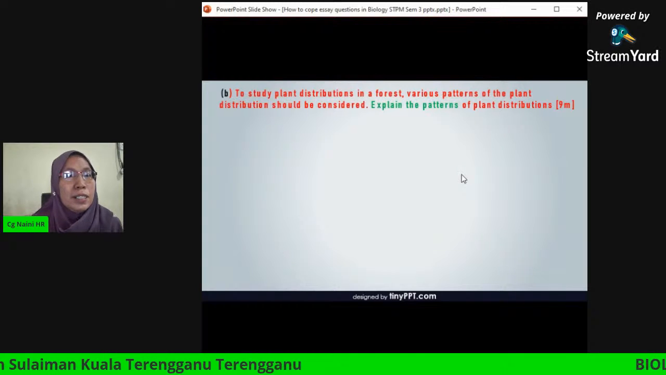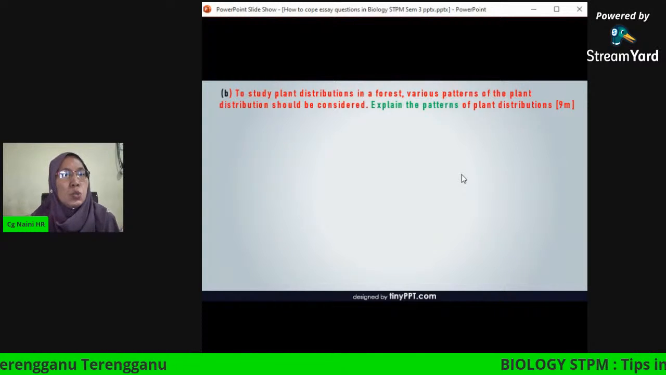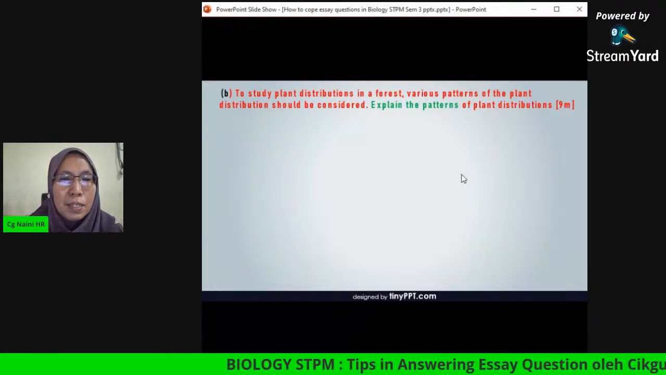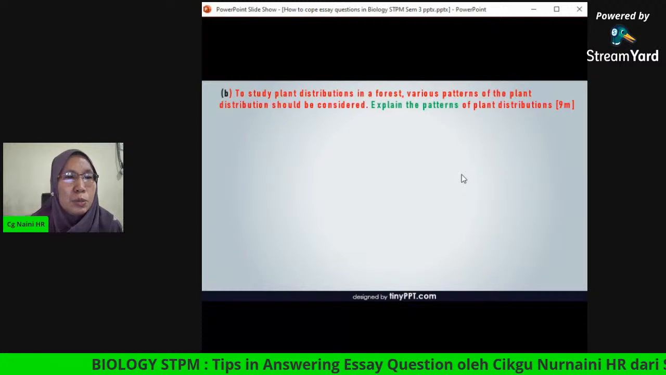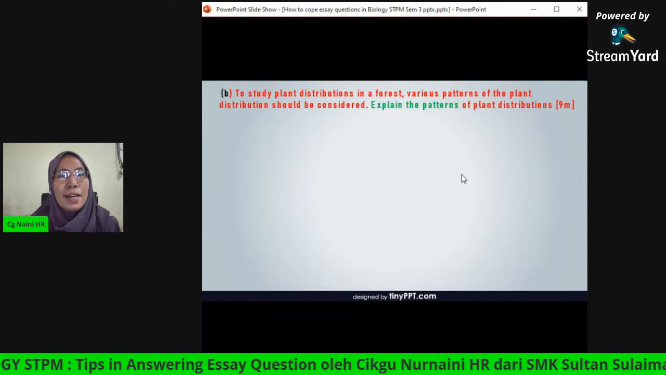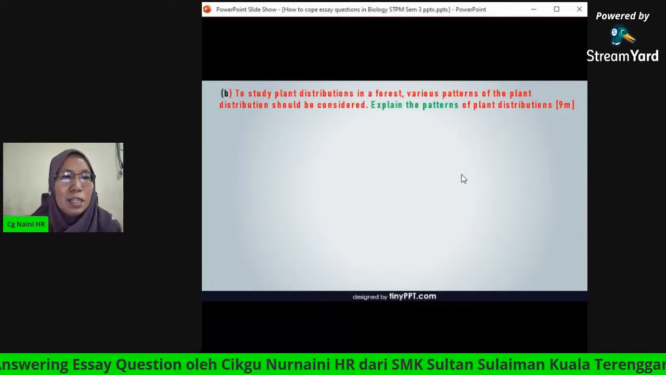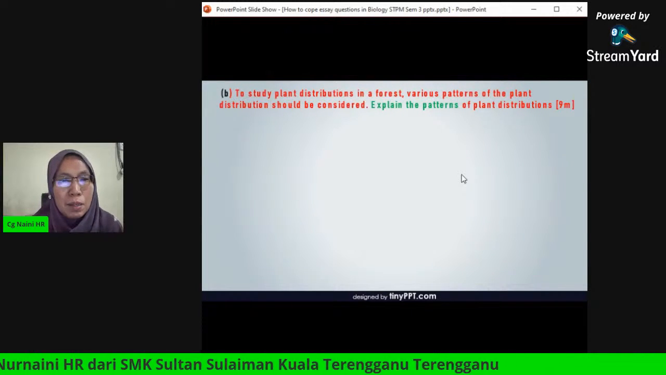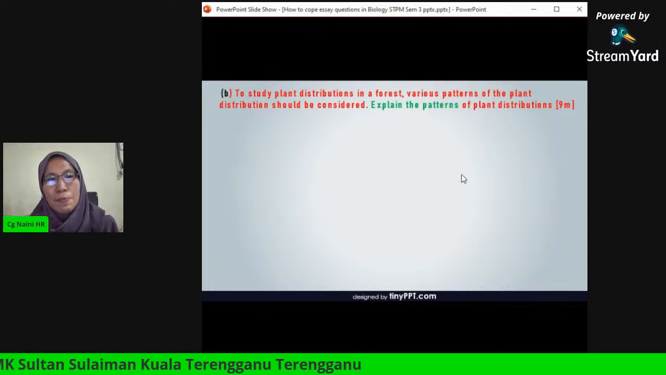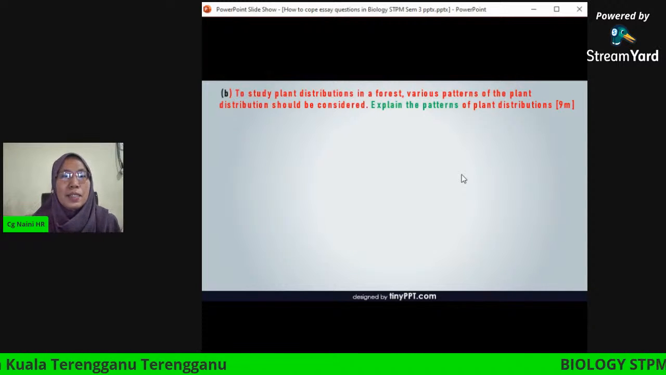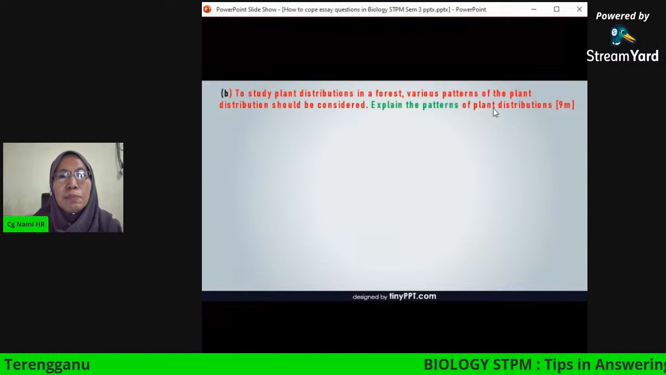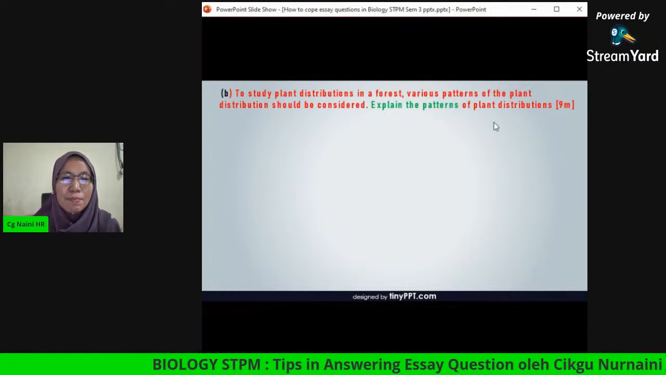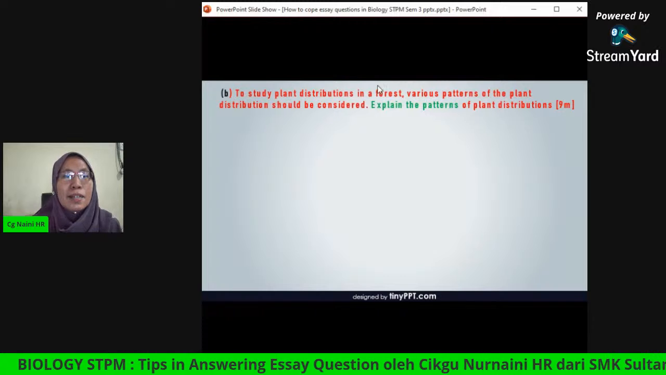Okay, how about this question? To study plant distribution in a forest, various patterns of the plant distribution should be considered. Explain the pattern. That means to study plant distribution in the forest, what pattern do we use? There are various patterns. Explain the pattern of plant distribution. If it is 9 marks, that means the patterns and the explanation.